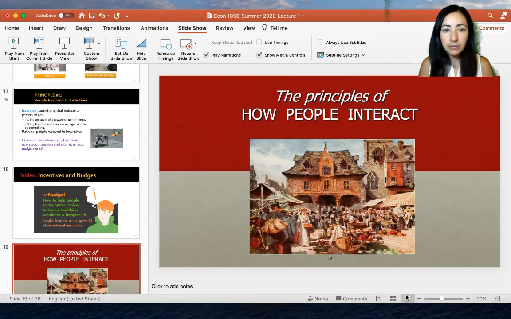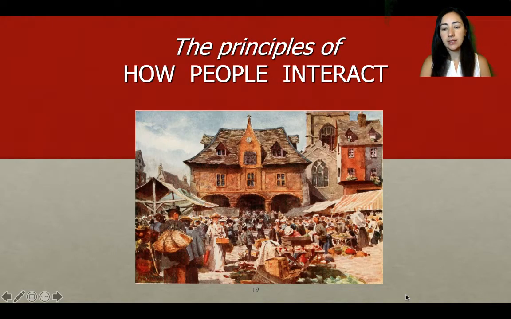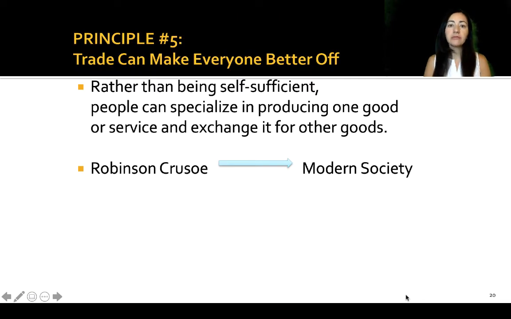The next set of principles is how people interact. Principle 5, trade can make everyone better off. Now, here we're not talking about international trade.